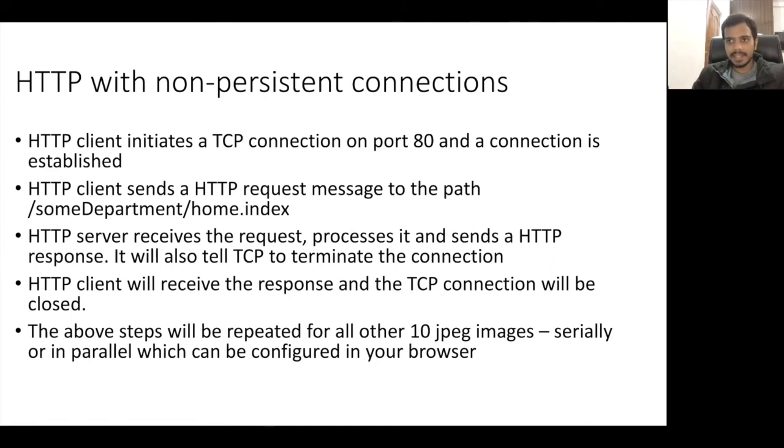So for every connection, like for fetching every image, it has to establish a separate TCP connection with the server. Remember this: in total, how many TCP connections will the browser be making to the server? It will be making 11 connections here, because you have to fetch 11 resources, and this is a non-persistent connection example. So for fetching every resource, it will be establishing a TCP connection. So a total of 11 TCP connections will be established in this case.